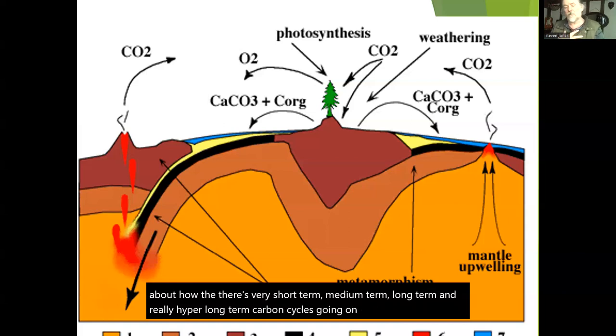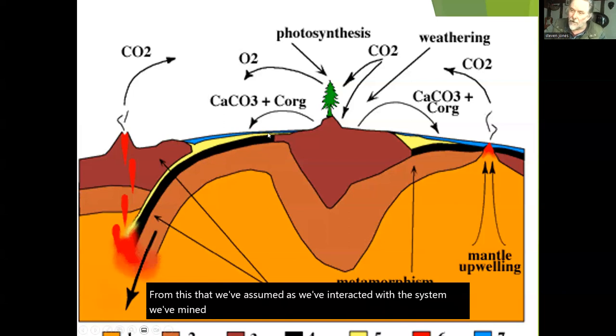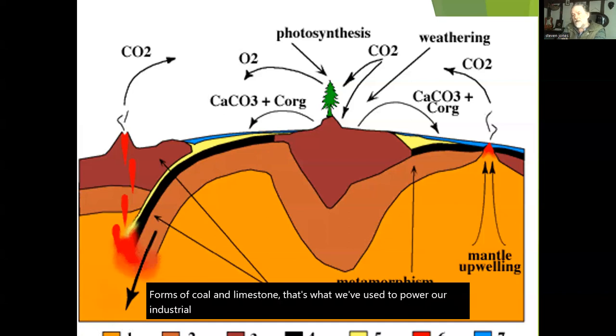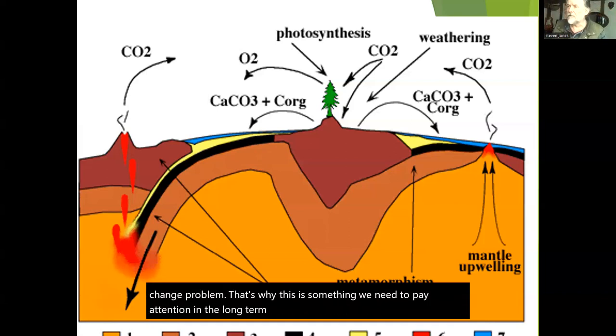And the problem, the climate problem, is that we, as humans, have interacted with the system. We've mined down into these stored forms of coal and limestone. And that's what we've used to power our industrial revolution. And that's what has triggered the climate change problem. And that's why this is something we need to pay attention to in the long-term, bigger picture.